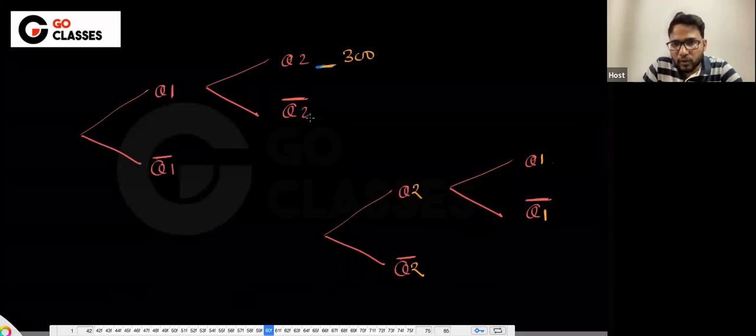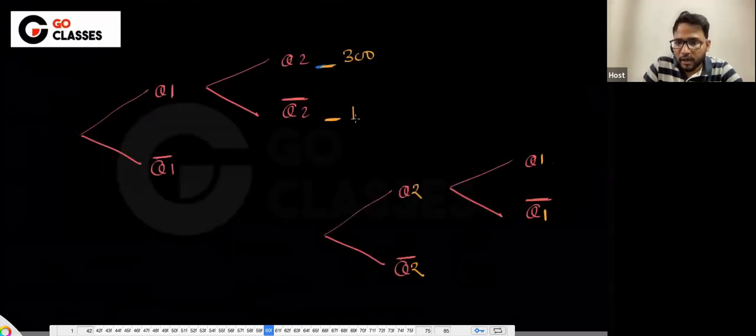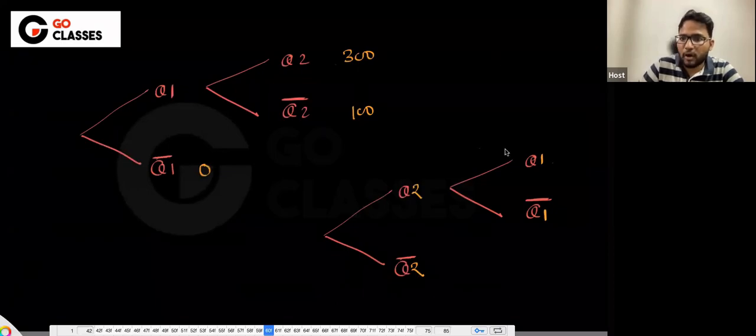He is attempting only question 1 correctly. He will get how much here? 100 is for question 1, 200 is for question 2. So 100 only, right? How much will he get here if he is not able to answer question 1 itself? 0 rupees, right? He doesn't get any rupees. Now how much will he get here? He will get again 300 rupees here. He will get, I think, 200 rupees here. He will get 0 rupees here. I hope the diagrams are clear to everyone.